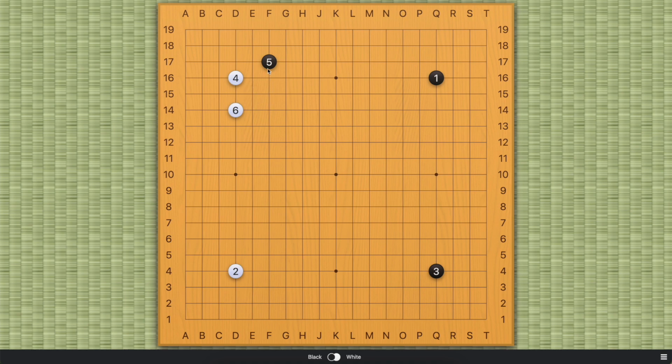We've started talking about this one space jump in response to the small knight's approach to the corner start point. So please stay tuned. In the next lesson, we'll talk about what happens after black's number 7 right here.